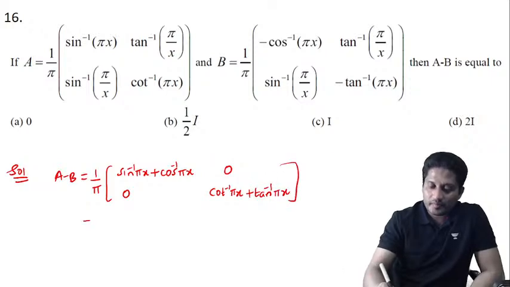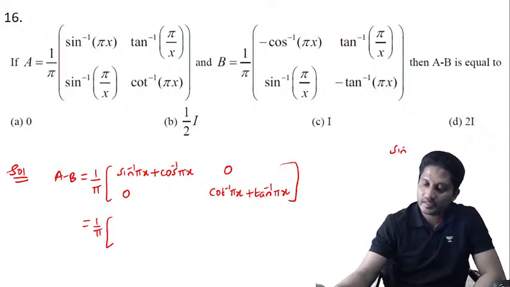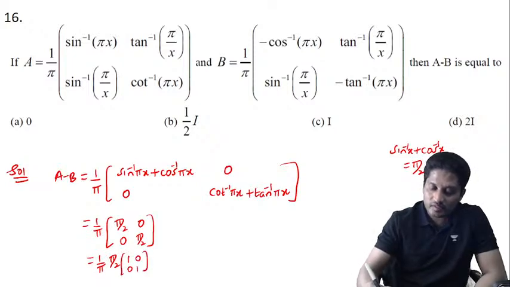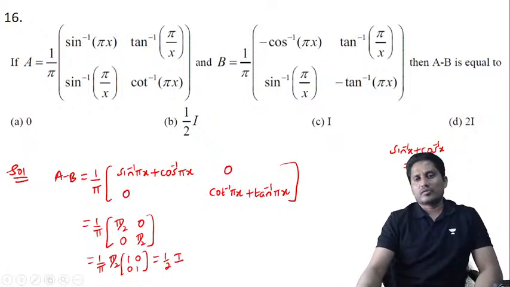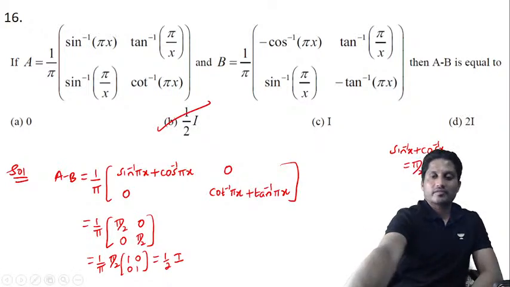Now 1 upon pi I'll keep as it is. Sin inverse of x plus cos inverse of x is equal to pi by 2, right? This is pi by 2, 0, 0, pi by 2. Now I'm going to take 1 by pi and take pi by 2 common. You will get 1, 0, 0, 1. The pi and pi cancel. 1, 0, 0, 1 is an identity matrix, so this is half of I. Answer is option B. Is it clear, guys? Twice this question is asked in KCET.